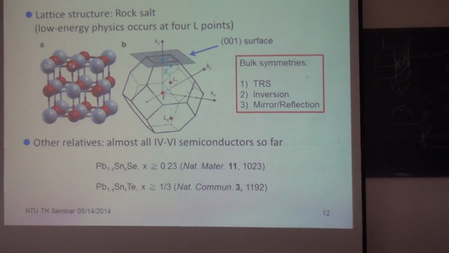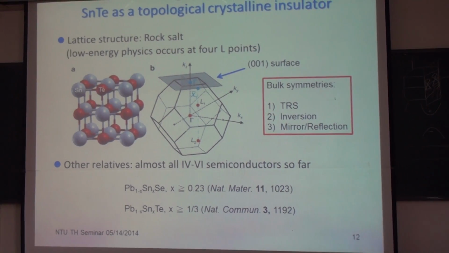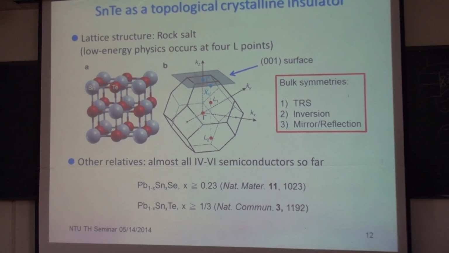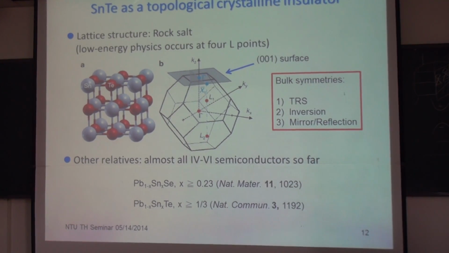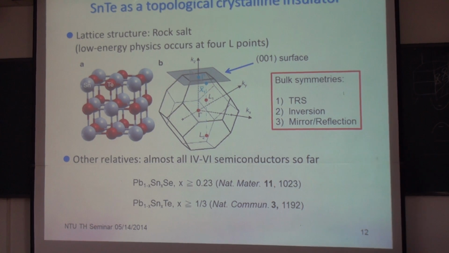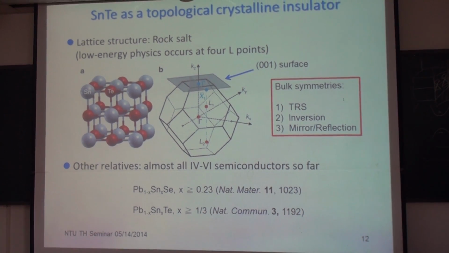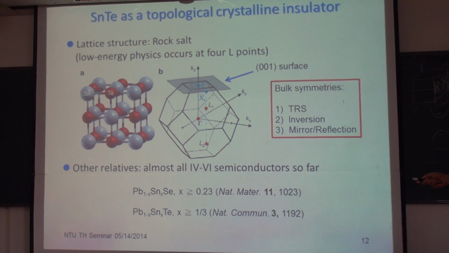Okay, so again, I give you a real example in the real world. This material was discovered in, I think, 2012. SnTe. Actually, it has been predicted to be a mirror symmetry protected topological insulator. Also, you can view it as one of the topological crystalline insulators. It has a rock salt crystal structure, and this is its first proposal.